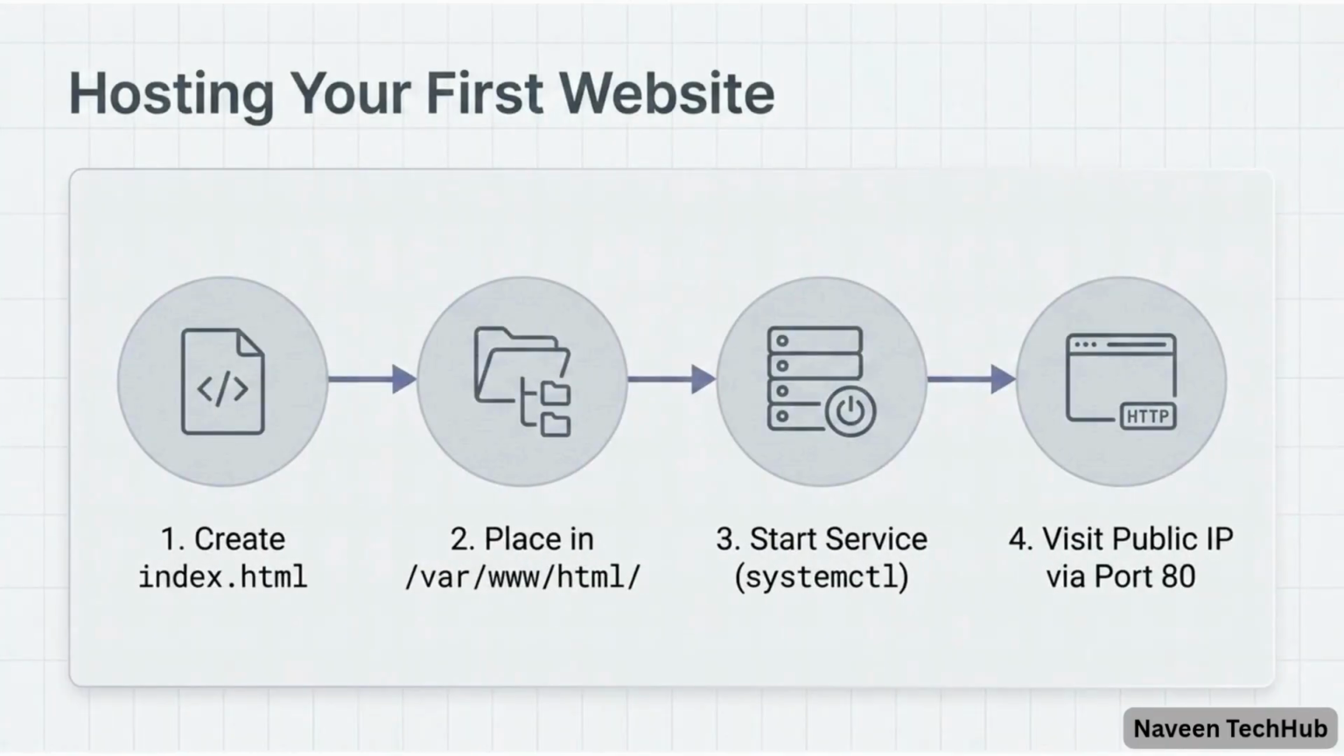Let's turn the concept into something practical. To host a basic static website, we first create an index.html file. Then place that file in the web server's document directory, configure or start the service, and access the machine using its public IP or domain name. Conceptually: create content, place it in the web root, start the server, send an HTTP request. This is the simplest possible web server deployment, and everything we build later is essentially an extension of this flow.